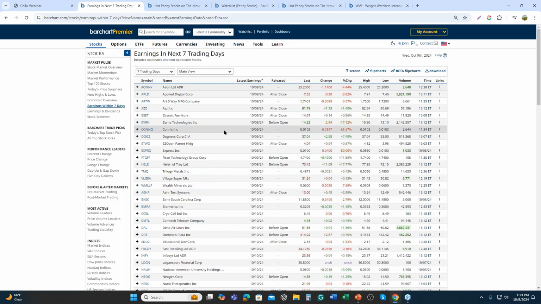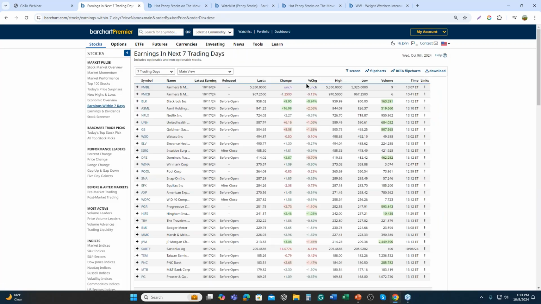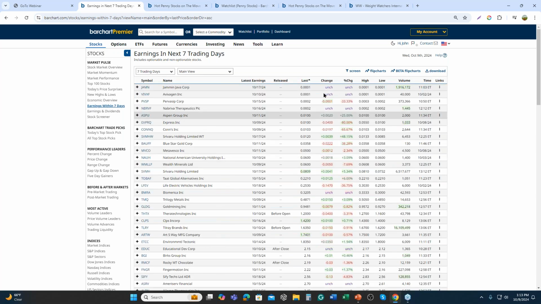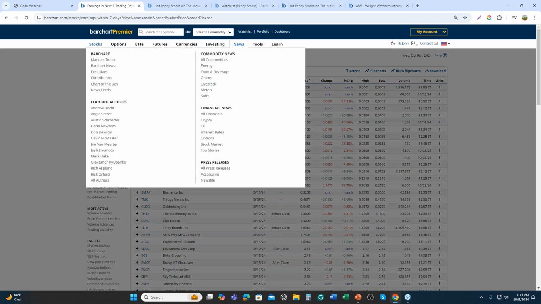Earnings is a catalyst for price movement. Again, I'm going to sort by price and notice how many penny stocks we have in here. Now, another spot where I can look is in news. And we have a lot of different areas where we can find news.